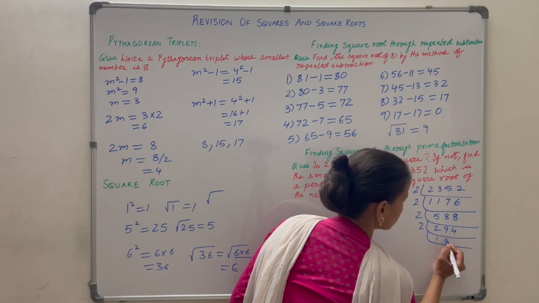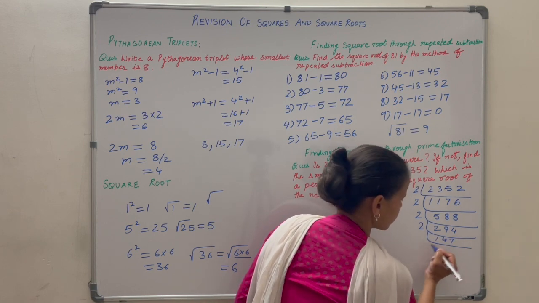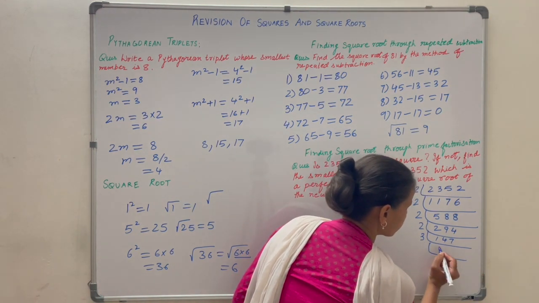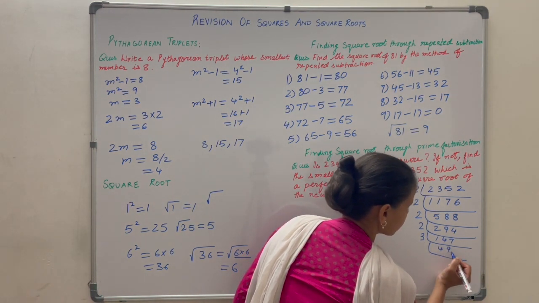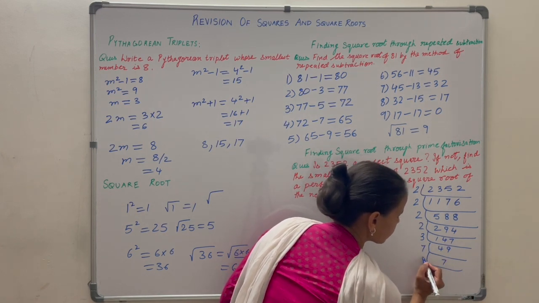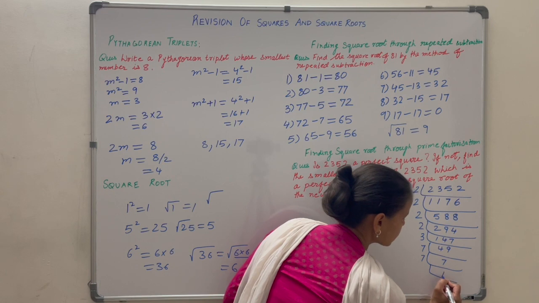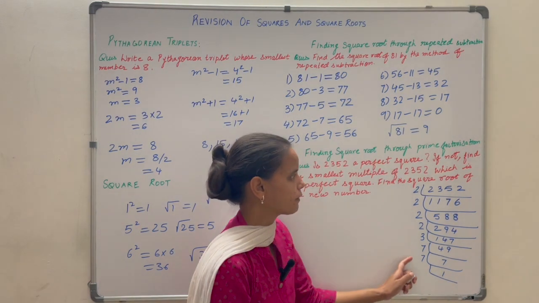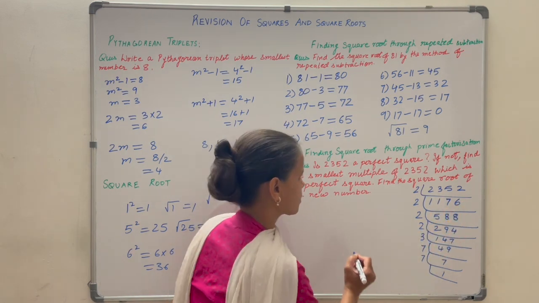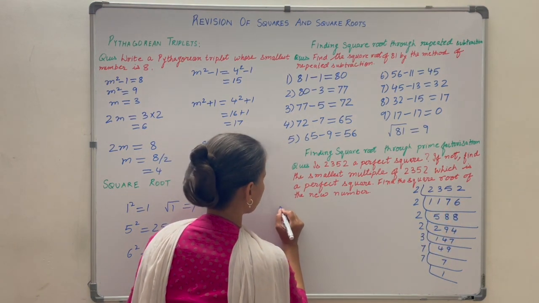2 ones are 2, 2 fours are 8, 2 sevens are 14, goes by 3. 3 fours are 12, 3 nines are 27, goes by 7. 7 sevens are 49, 7 ones are 7. So these are the prime factors of 2352.